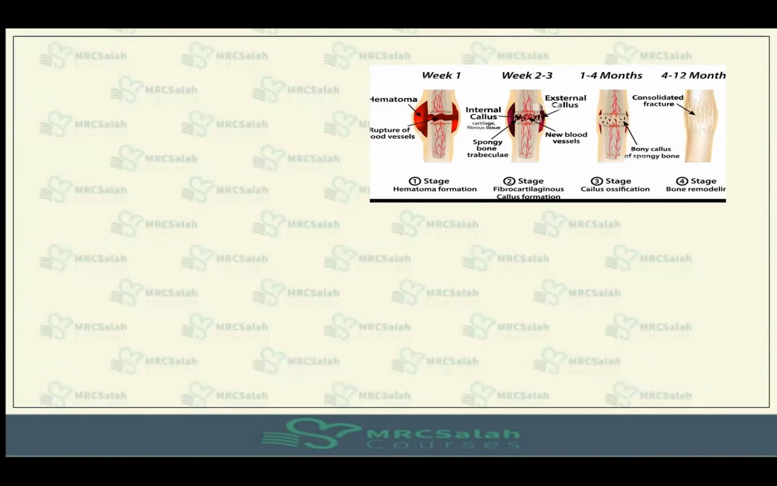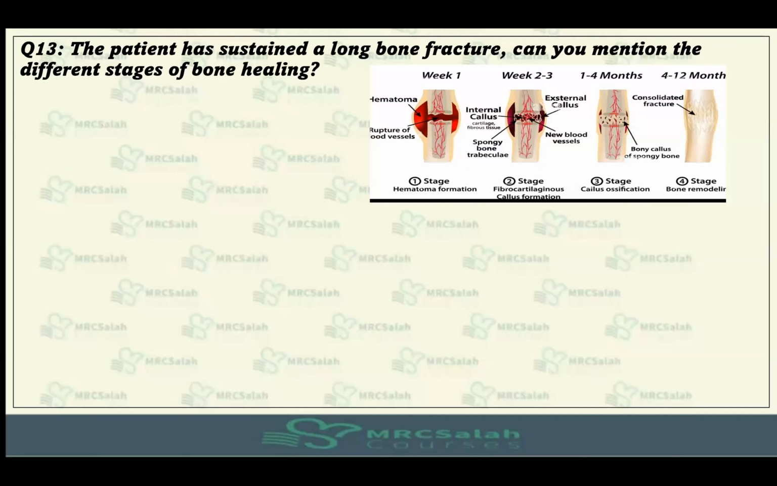Great. So next question. The patient has sustained a long bone fracture. Can you mention the different stages of bone healing? First, we have hematoma formation. Then we have fibrocartilaginous callus formation. Then we have a bony callus, and in the end we have bone remodeling and resolution.